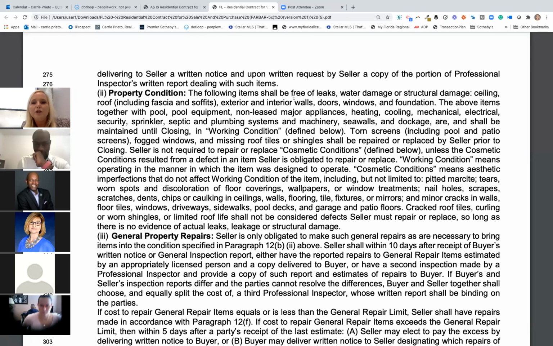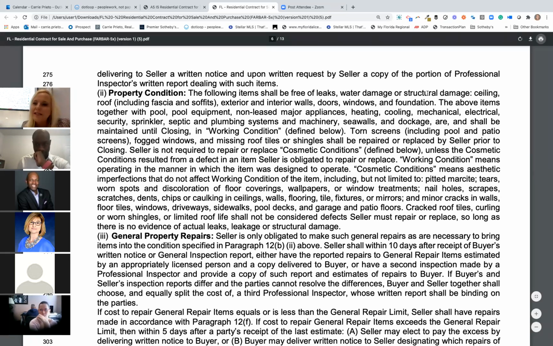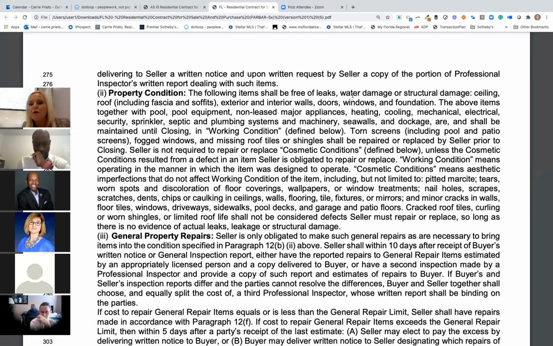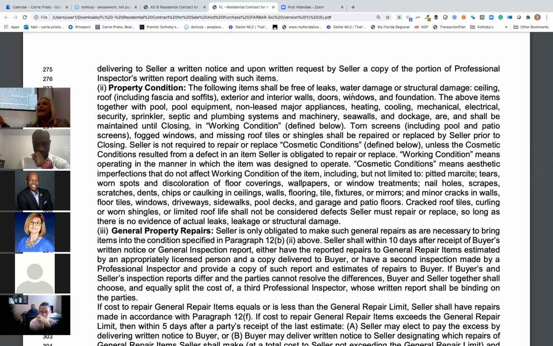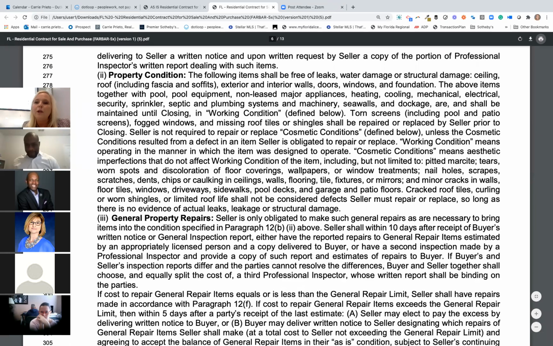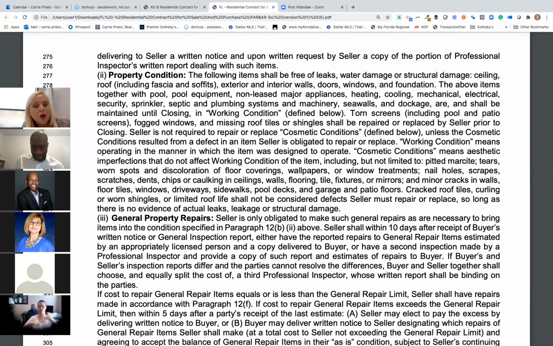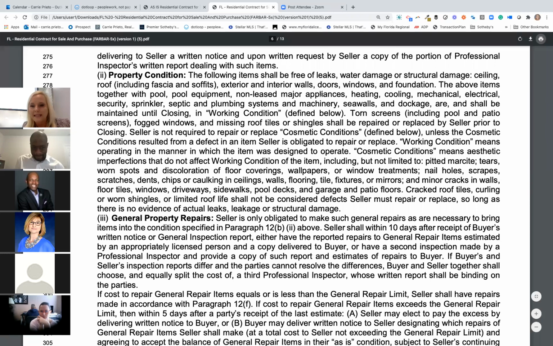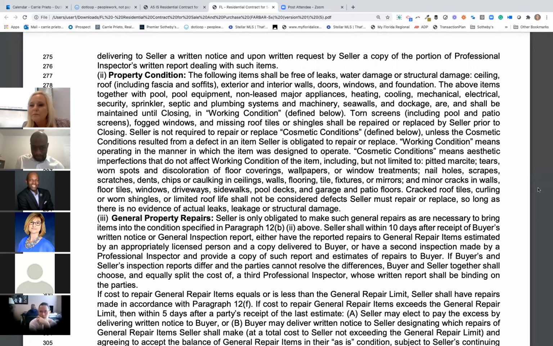The following items shall be free of leaks, water damage, and structural damage. Obviously, we shouldn't have any leaks or structural damage in the ceiling, the roof, the exterior, the interior walls, doors, windows, and foundations. Guys, the home has got to work. You can't have a big gaping hole in it. Now, together with the pool equipment, any non-leased major appliances, heating, cooling, mechanical, electrical, security, sprinkler, septic, and plumbing systems. We don't typically have to worry about seawalls or dockage.